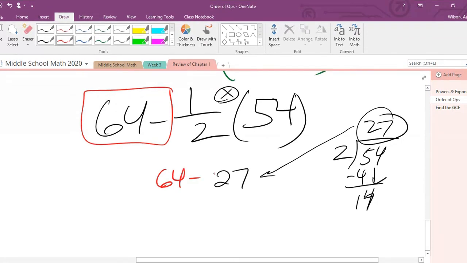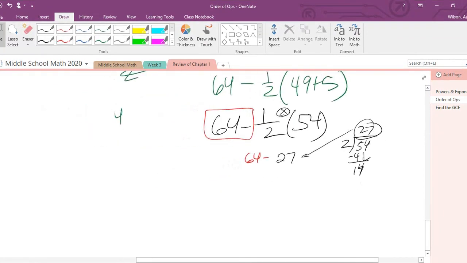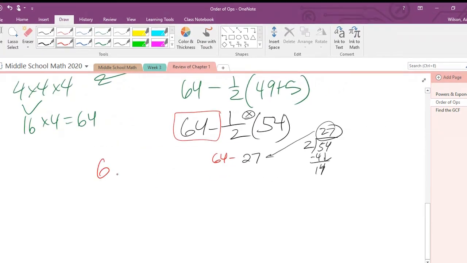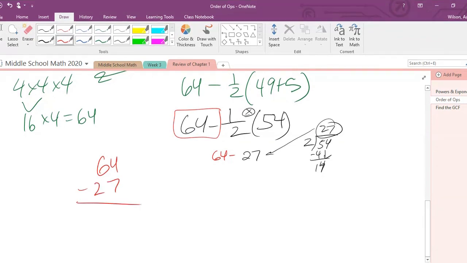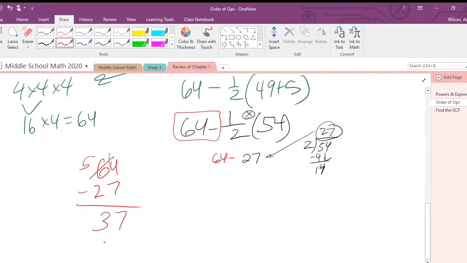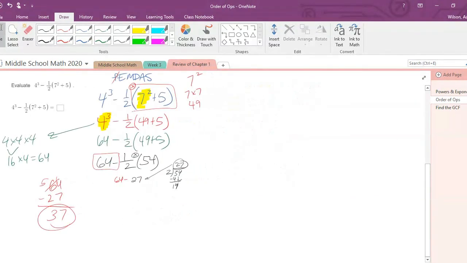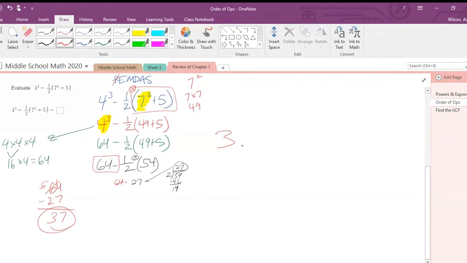So 64 minus 27. I'll do that off to the side here so you can see me do 64 minus 27. You have to borrow from the 6, make that a 5. 14 minus 7 is 7, and 5 minus 2 makes 3. So the final answer for this one is 37.